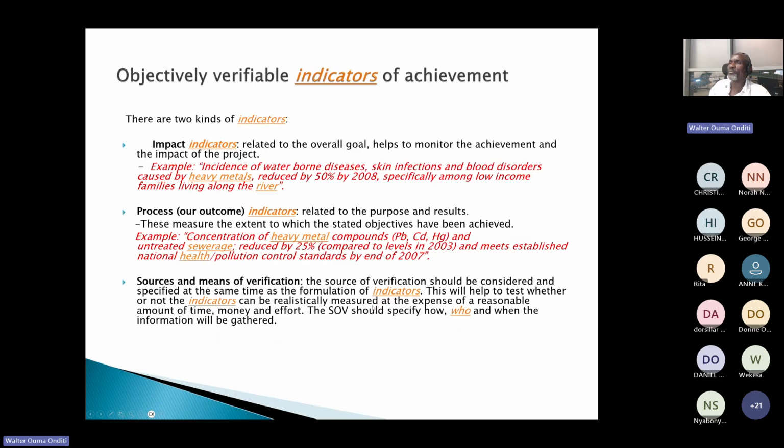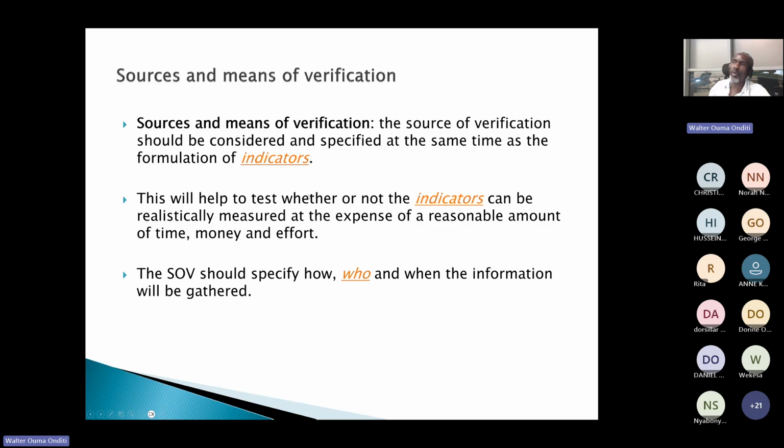Now, we had talked about this, and I don't want to take you onto this, just trying to qualify what I had indicated there and how they are formulated. But let me talk a little bit about source and means of verification. They should be considered and specified at the same time as the formulation of the indicator. So you can never have an indicator without means of verification or source of data. This will help to test whether or not the indicator can be realistically measured or you have access to the data. The SOV, source of verification, different terminology again, should specify how, who and when the information will really be gathered. That's what we mean there.